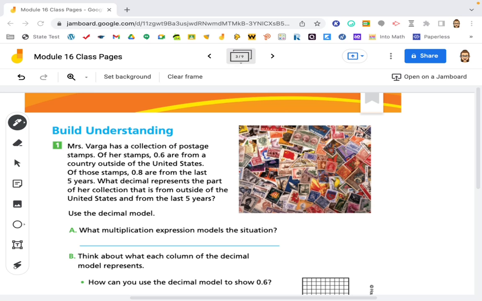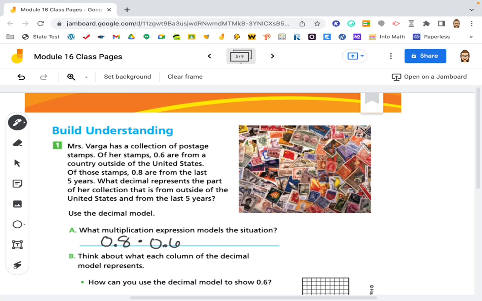So this is use the decimal model. What multiplication expression models the situation? Well, she had 8/10 times 6/10.